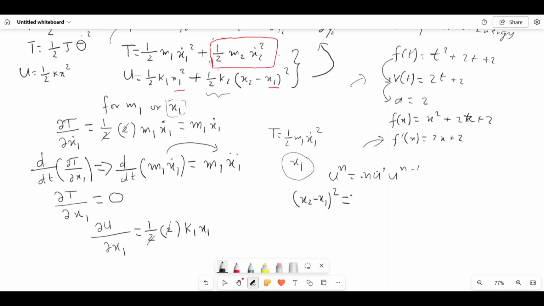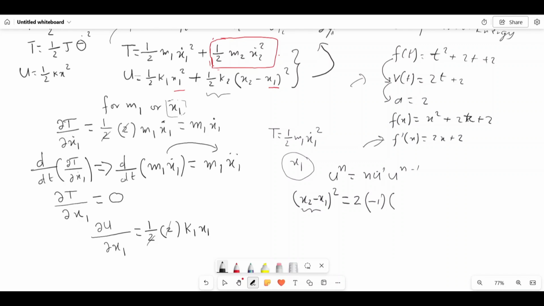Let's apply this formula. What is n? n is 2, so you drop the 2. What is u prime? u prime is the derivative of what is inside here. Remember, because the variable is x1, it means x2 is a constant. So differentiation of a constant is what? 0. We are only left with minus x1. So what is the differentiation of minus x1? It is simply minus 1. I hope I'm making sense. So that is our u prime.